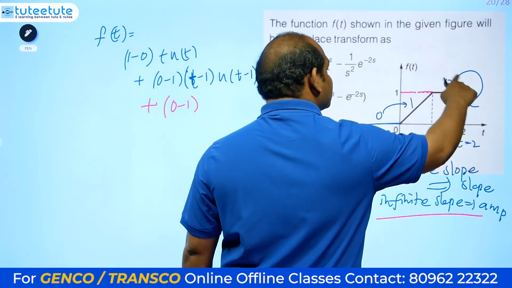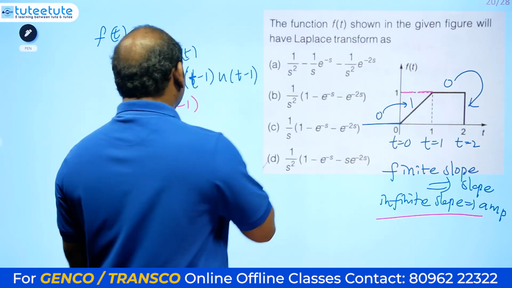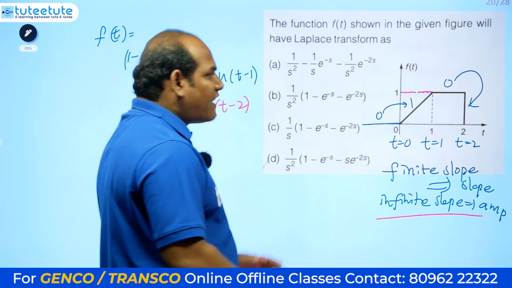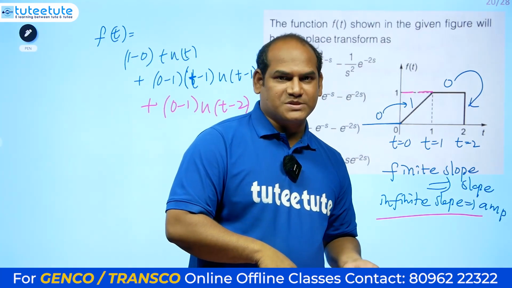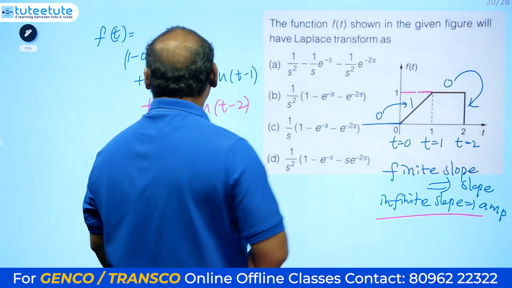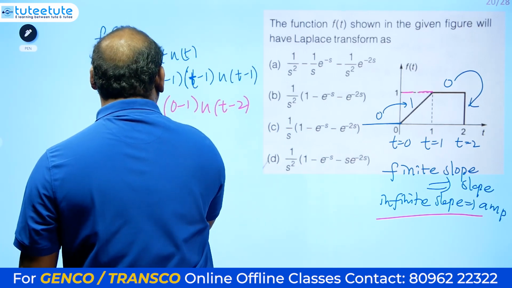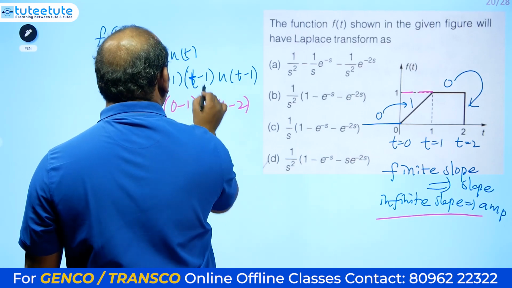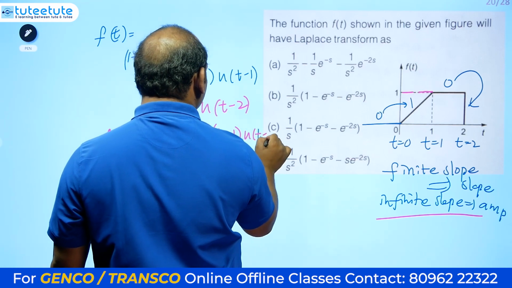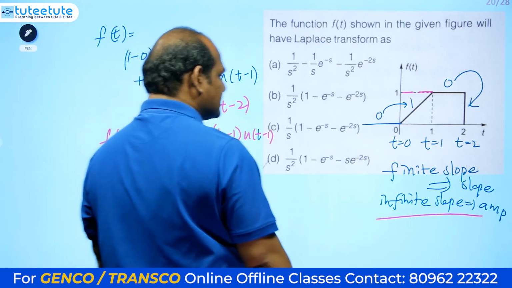Whenever you have this infinite slope, you need to write a step response. Okay, in terms of the step signals you need to write, that is u of t minus 2. Okay, finite slope change means you need to write using the ramps, that means t. But when you have infinite slope, then you need to write only step signals. Then finally we can write f of t is equal to, first one is t into u of t, then minus (t minus 1) into u of t minus 1, then here we have minus u of t minus 2. Okay, this is the thing we have.